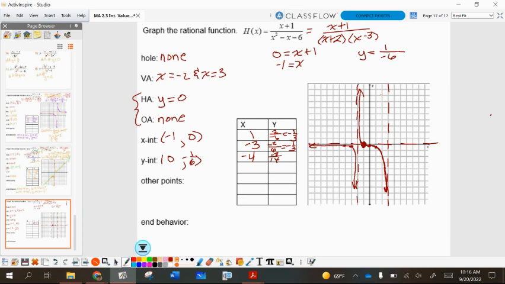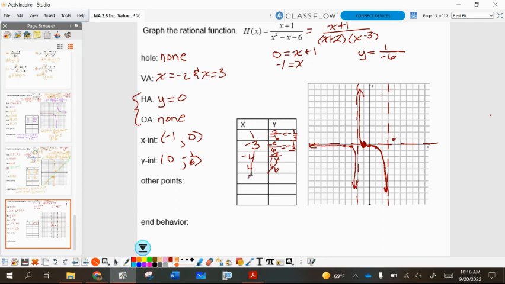All right, what about on the right side of that asymptote? So 1, 2, 3, 4. Let's try positive 4. 4 plus 1 is 5. 4 squared is 16, minus 4 is 12, minus 6 is 6. So 5/6. So at 4, we're at positive 5/6.